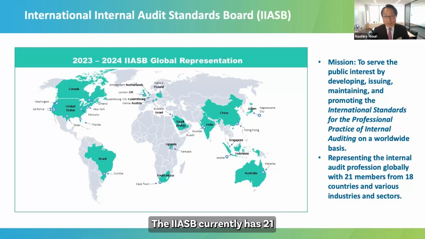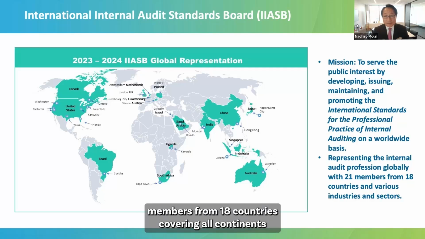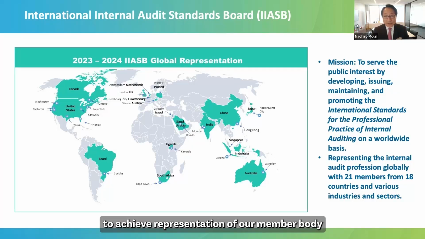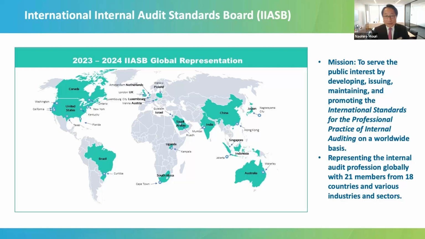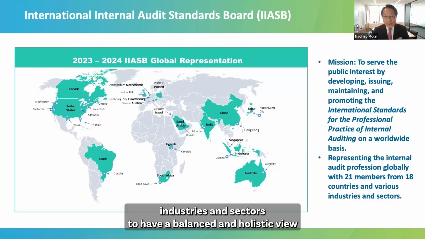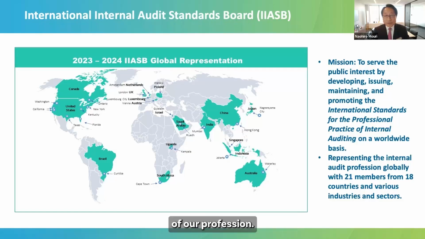The IIASB currently has 21 members from 18 countries, covering all continents, to achieve representation of our member body, with over 220,000 in 120 countries. We have selected our members based on their knowledge and experience in different countries, regions, industries, and sectors to have a balanced and holistic view of a profession.